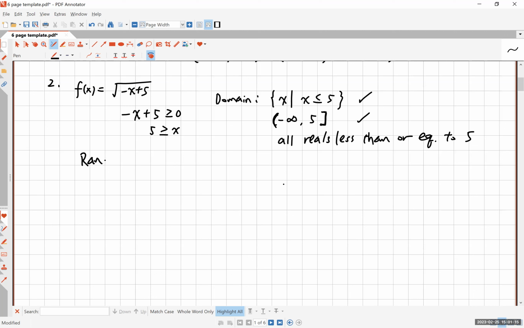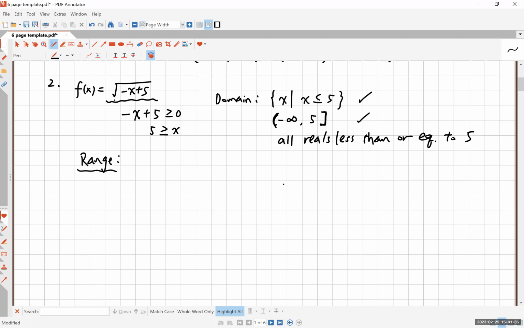Now the range is a little more challenging. I will not be asking you to provide the range on the exam, so I don't think you have to spend too much time on this, but I will tell you how to find the range. It is a little tricky, so be careful.